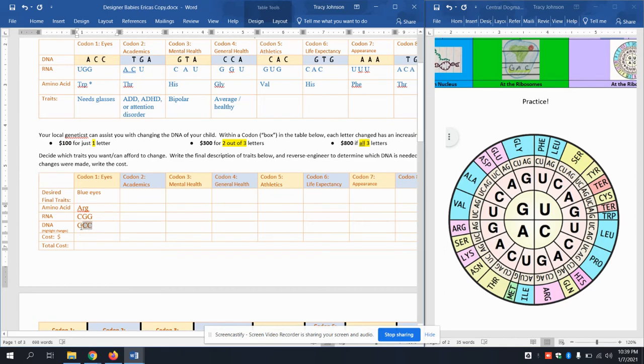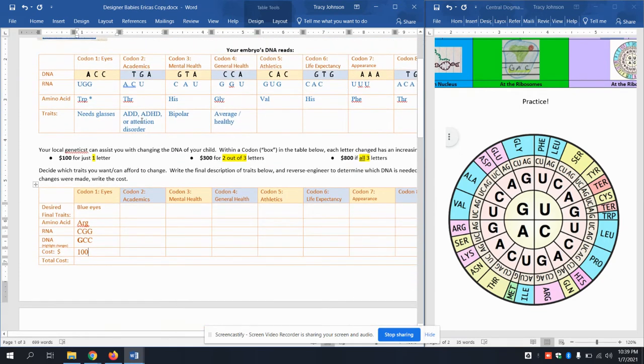And since this DNA has only one letter that has changed from the original DNA, see up here we had ACC, and then down at the bottom I had GCC. I've only changed one letter. Hallelujah, that's only going to cost me $100. But that means I've got $600 left.